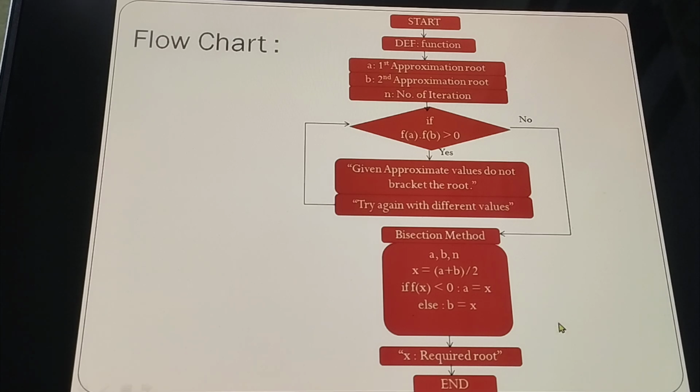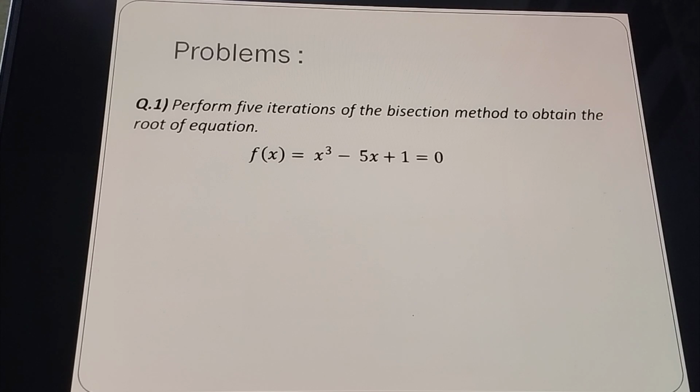So this is the complete flow chart related to bisection method. Now we are going to have the first numerical problem on Python programming. So what is the question? Perform 5 iterations of the bisection method to obtain the root of this given equation. This is my given equation.